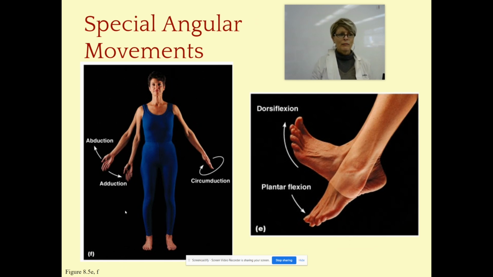You're going to learn about these motions. Abducting means to go away from the midline. Adduction means coming closer to the midline. Circumduction makes kind of a conical shape.